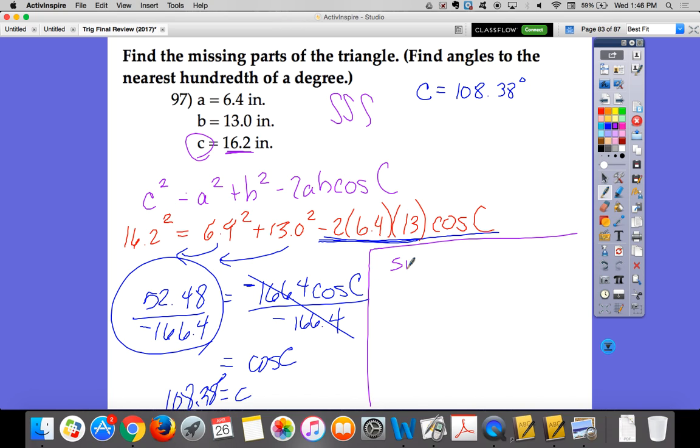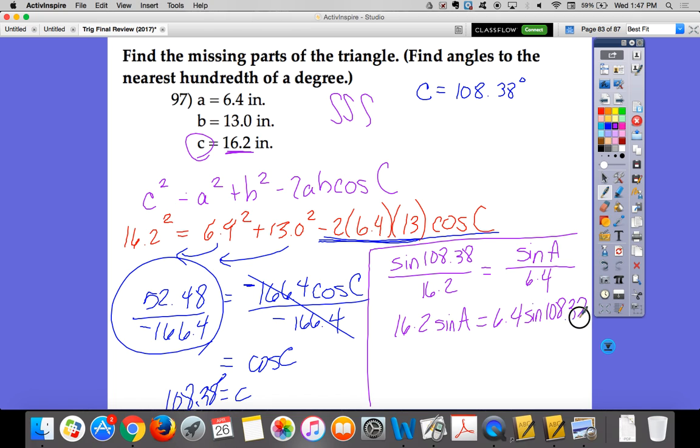So I can do sine of 108.38 over, side C was 16.2. And it's just a matter of which one do you want to find. Doesn't matter. So sine of A over 6.4. Okay, cross multiply. 16.2 sine A equals 6.4 sine 108.38. I'm going to divide through by 16.2.